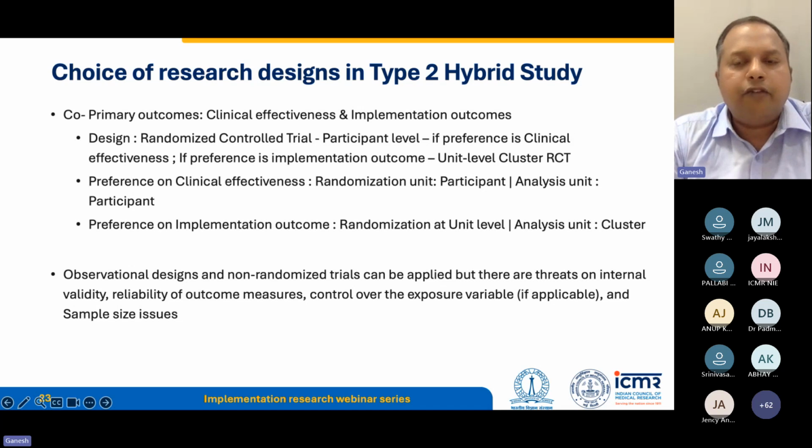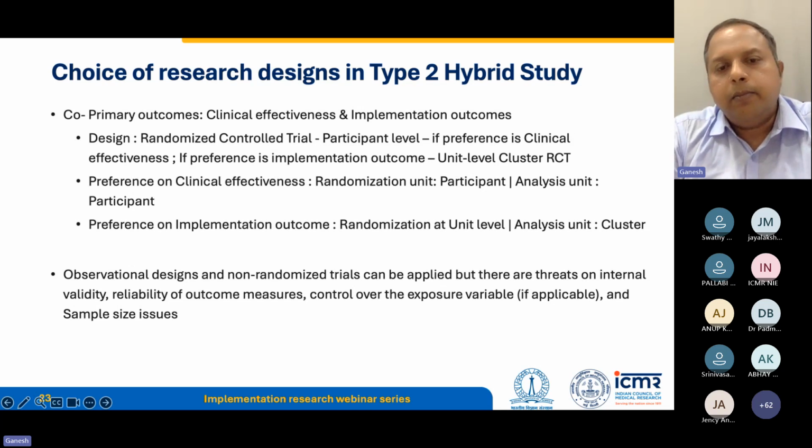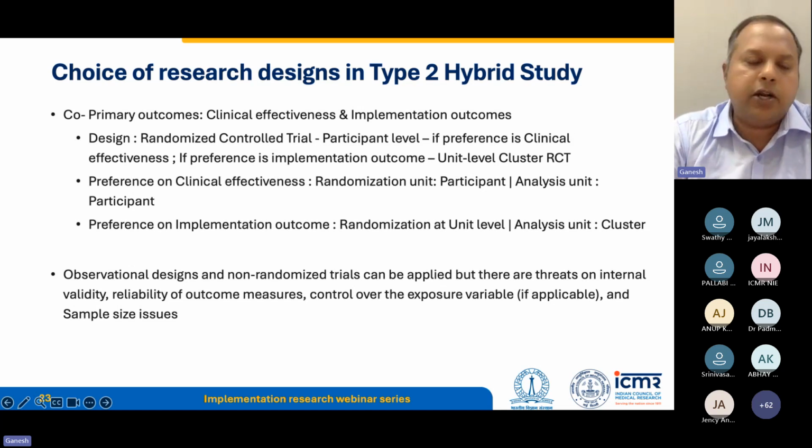So, for example, if my preferred outcome is an implementation outcome, then I need enough power for the implementation outcomes rather than power for clinical effectiveness. However, with the overall understanding here, if the implementation outcome is powered well, the clinical effectiveness often gets enough power in order to address the objective of clinical effectiveness.